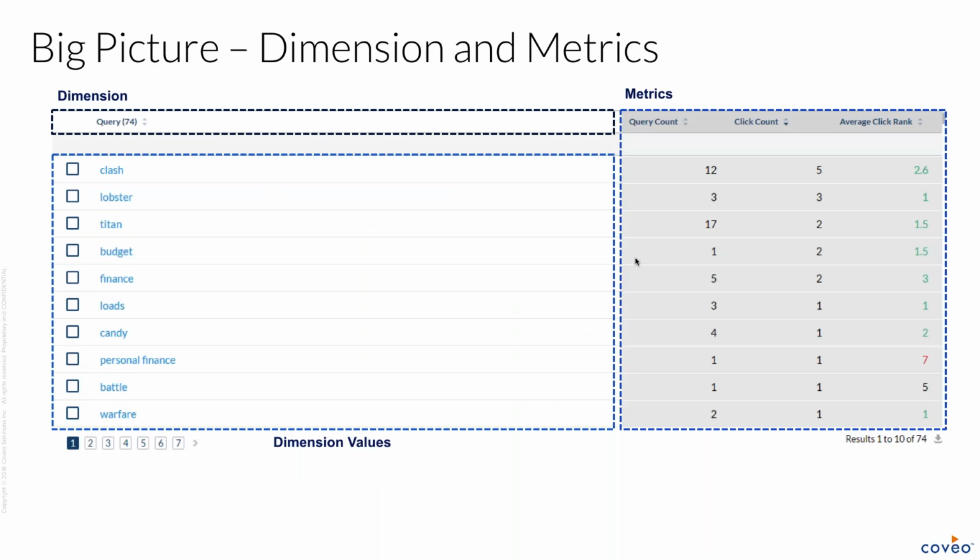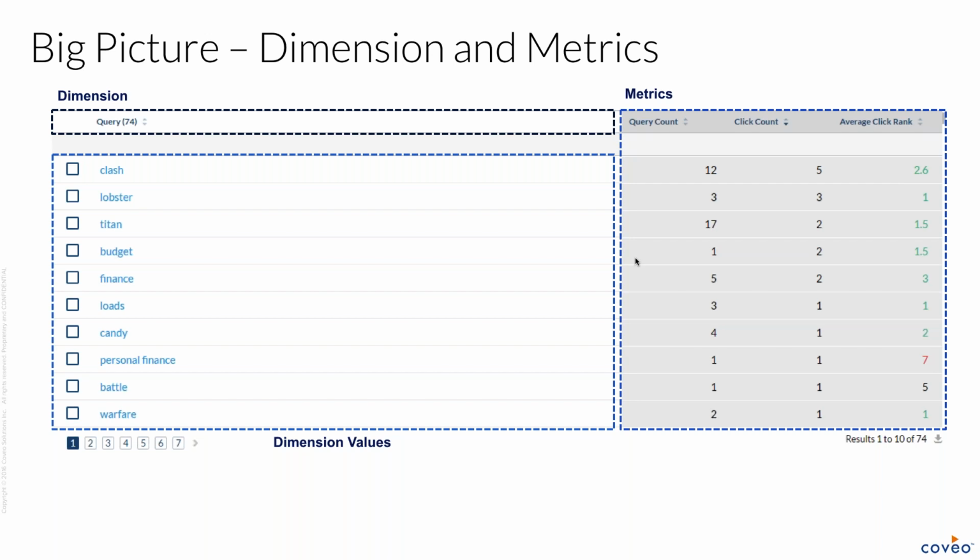So the big picture, when you put it together, you build something like this. This is called an explorer. And we see on the left, in the deep blue, the dimension. So dimension query, remember, this doesn't change. This is fixed. The dimension query is fixed.